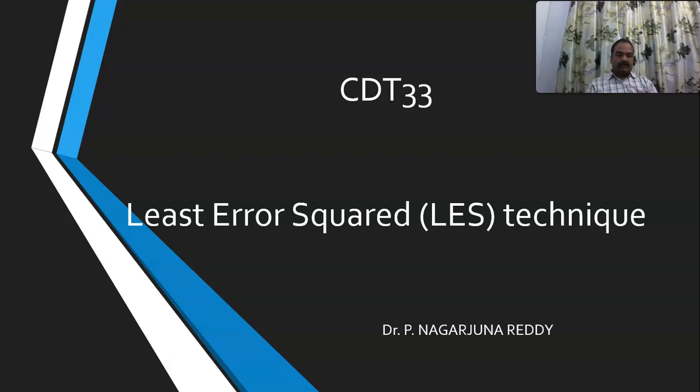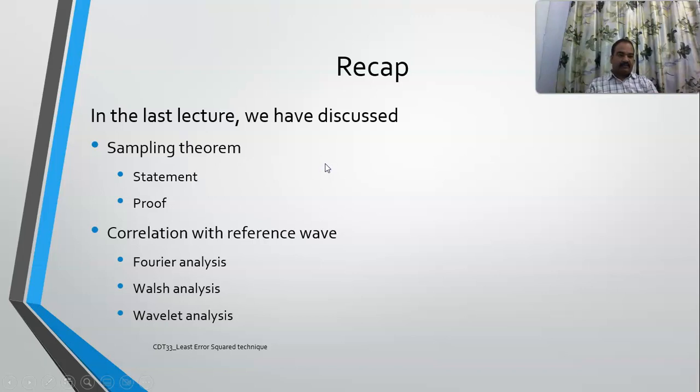Morning. Today we'll discuss the least error squared technique, which is widely employed for signal analysis in numerical relaying. In the last lecture, we have seen the sampling theorem. We have gone through the statement of the sampling theorem, and we have also discussed the proof of Shannon's sampling theorem. It states that the sampling frequency must be greater than or equal to twice the maximum frequency which is to be analyzed.